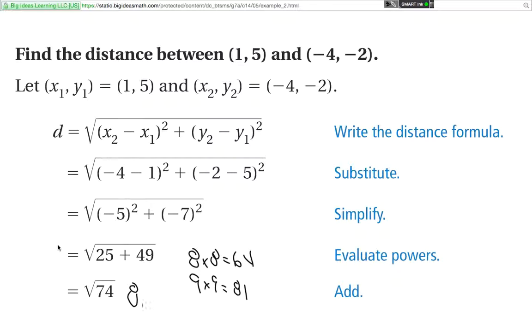Somewhere around 8.5, we'll say, approximately. Just have an idea. You should be able to approximate your square roots. But that's okay for that point. Could you simplify it more? Yes, but we're not to that point yet.